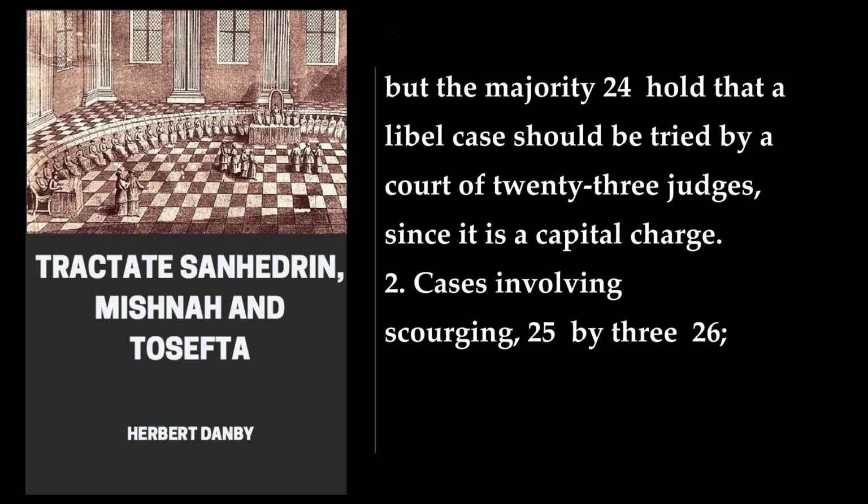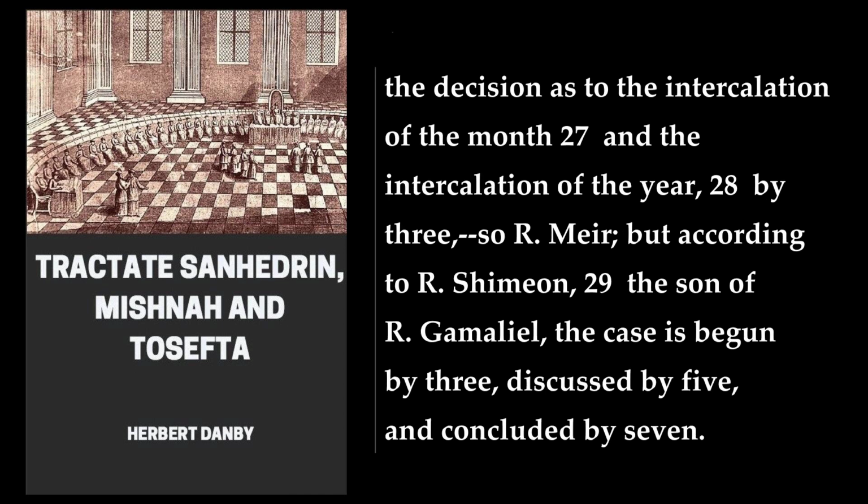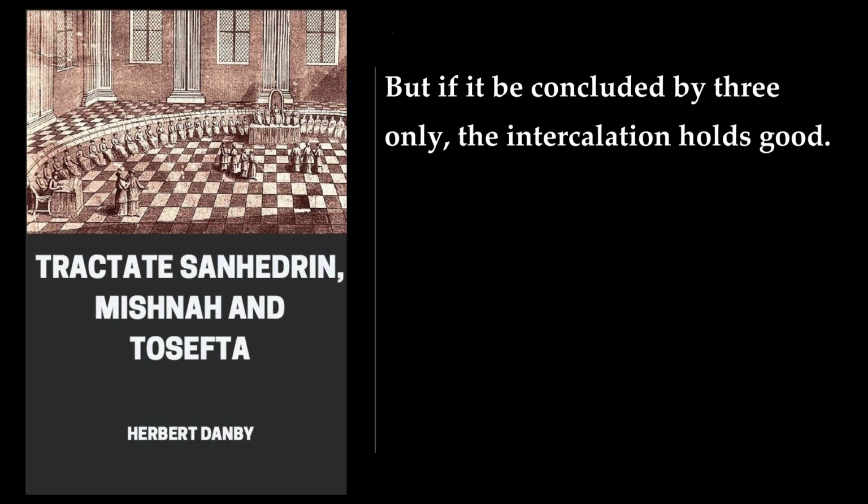2. Cases involving scourging, by 3. The decision as to the intercalation of the month and the intercalation of the year, by 3, so says Meir, but according to Rabbi Shimeon, the son of Rabban Gamaliel, the case is begun by 3, discussed by 5, and concluded by 7. But if it be concluded by 3 only, the intercalation holds good.